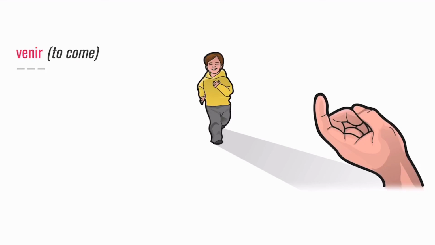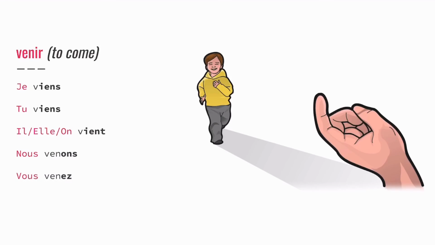With je, it becomes je viens. With tu, it also becomes tu viens. With il, elle, on, it becomes vient with a T. And then for nous, it becomes venons. For vous, it becomes venez. And for ils and elles, it becomes viennent. For this one, you pronounce the N and T at the end. Just not the ENT.